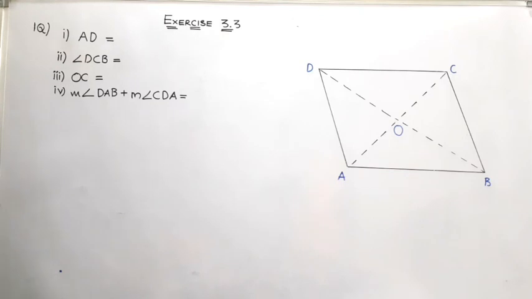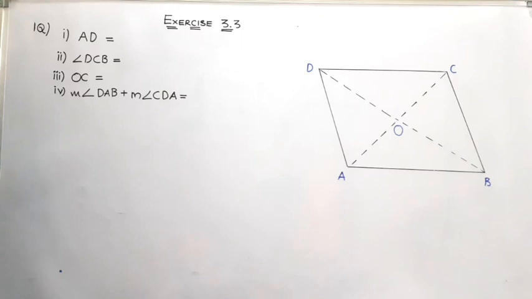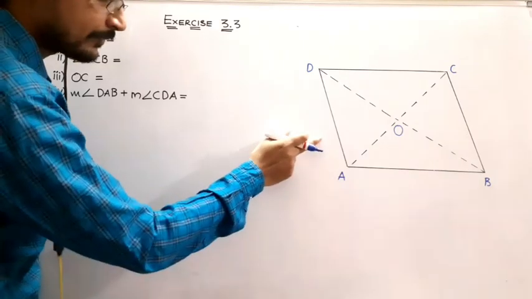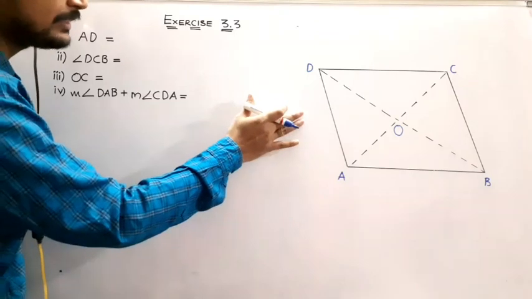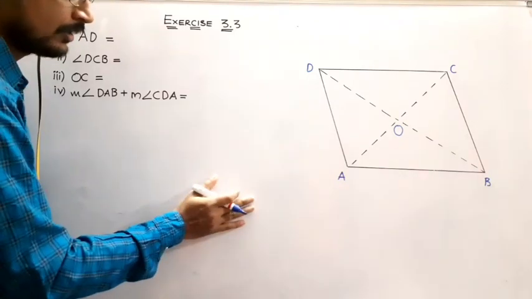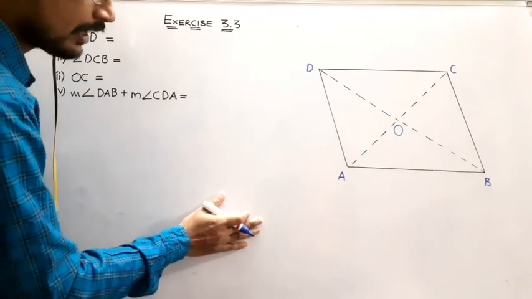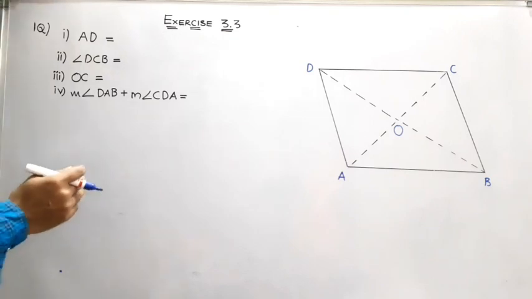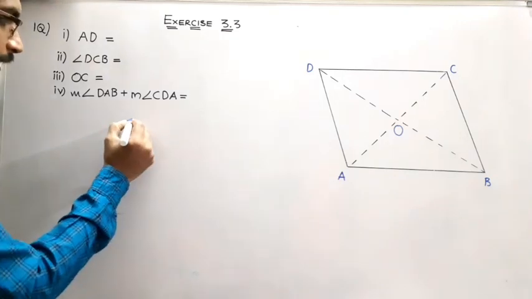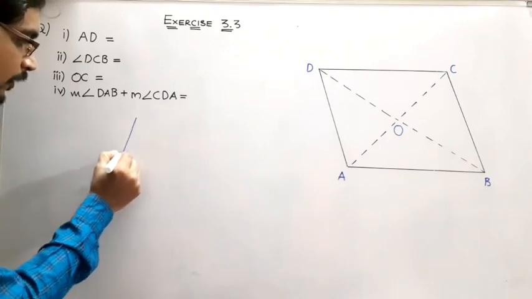So the exercise 3.3 contains the first one as: given ABCD a parallelogram. So we are going to deal with a parallelogram now. And the question continues like this: complete each statement along with the definition or property used. So for that, I am going to explain the quadrilateral type, that is parallelogram. Okay, look.